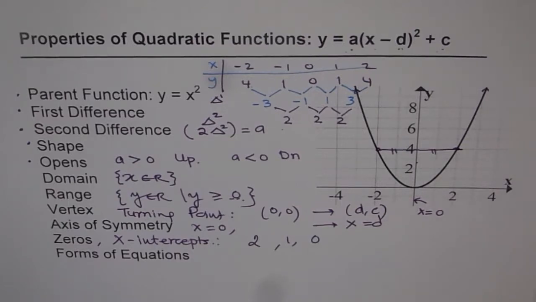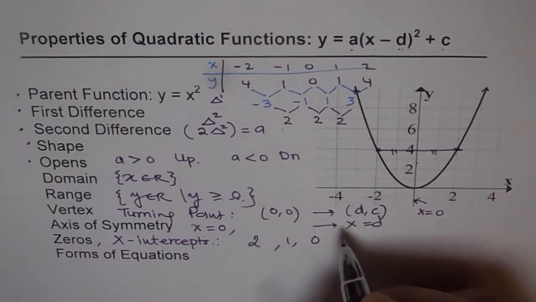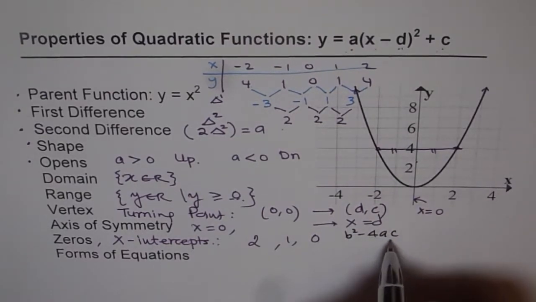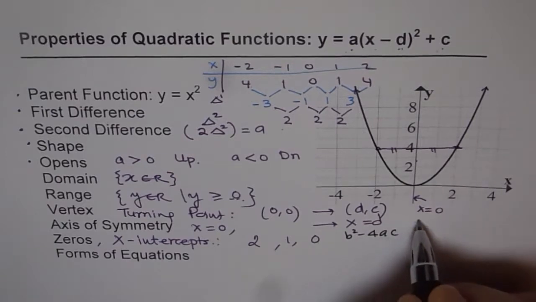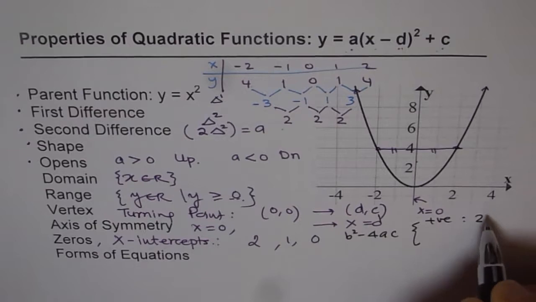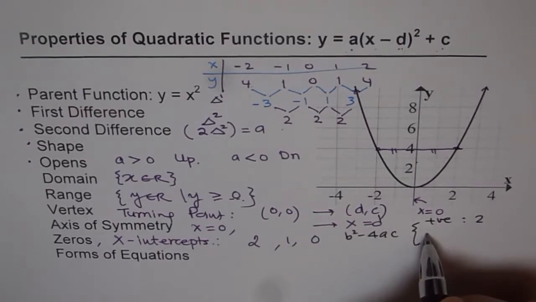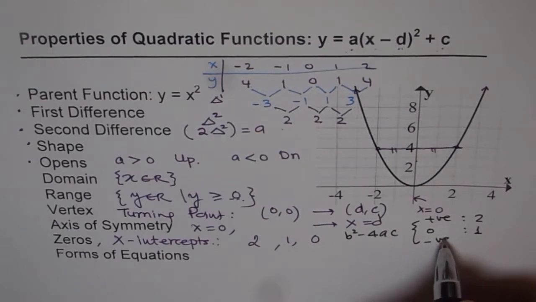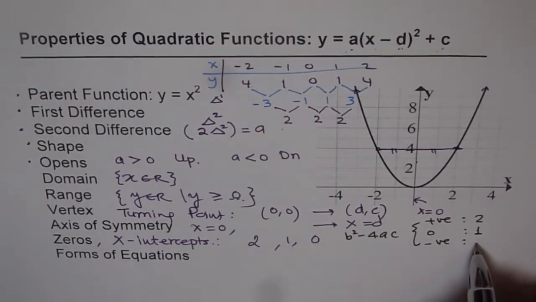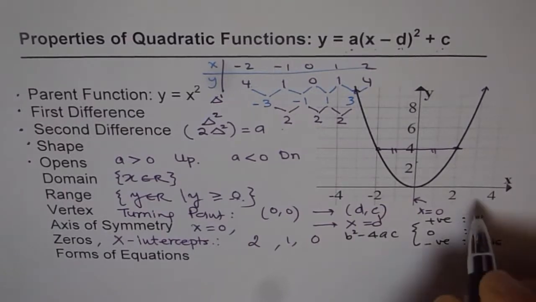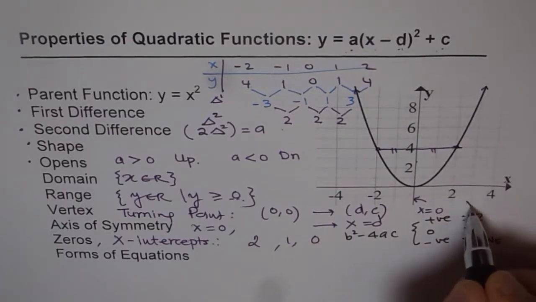Now how do you figure out how many x-intercepts a parabola will have? So b square minus 4ac is what you need to calculate. If b square minus 4ac is positive, then we have 2 x-intercepts. If it is 0, then we have 1 x-intercept, and if it is negative, then we do not have any x-intercept. Let me write the word none, right? So these are the x-intercepts we're talking about.